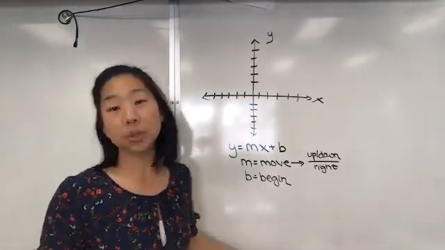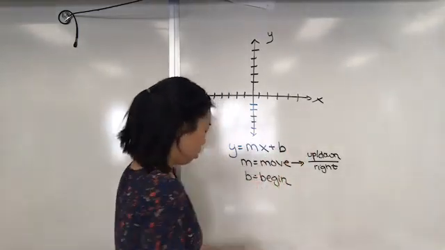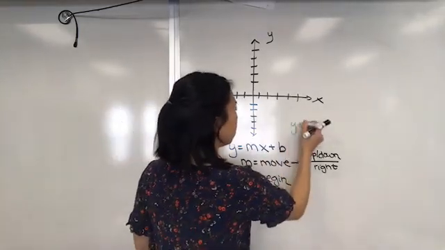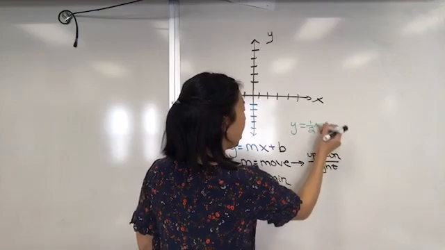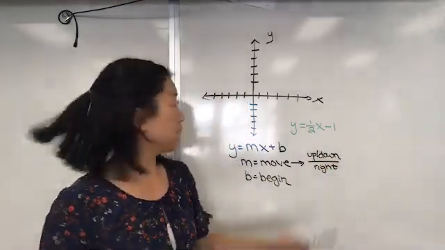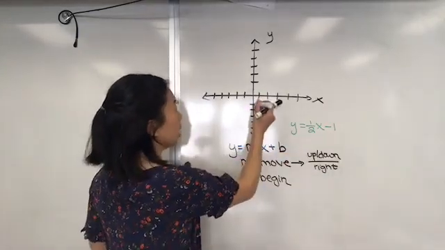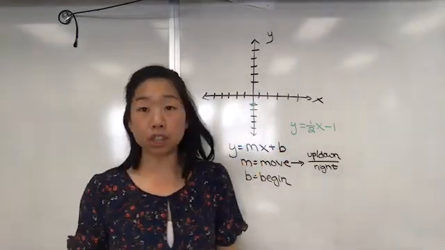So let's do an example. If I had the equation y equals 1/2 x minus 1, I'm going to begin at -1. So here is -1. That's where I begin. Put my first dot there.